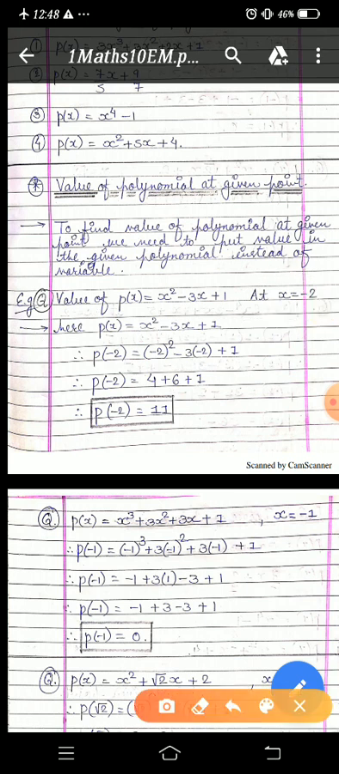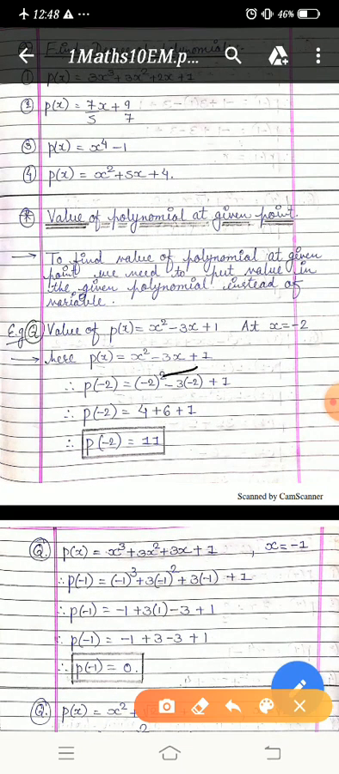So instead of minus 2 square it will be plus 4. Instead of minus 3 into minus 2, minus times minus gives plus, and 3 twos are 6, so the answer will be plus 6. That plus 1 stays as it is. So the final answer of p of minus 2 will be 4 plus 6 plus 1, that is equal to 11. So p of minus 2 equals 11. That means the value of the polynomial at x equals minus 2 will be 11. So it is a very simple question. Sometimes this type of question will be there in your board examination for 2 marks, or sometimes as a 1 mark VSQ also. So it is very easy.